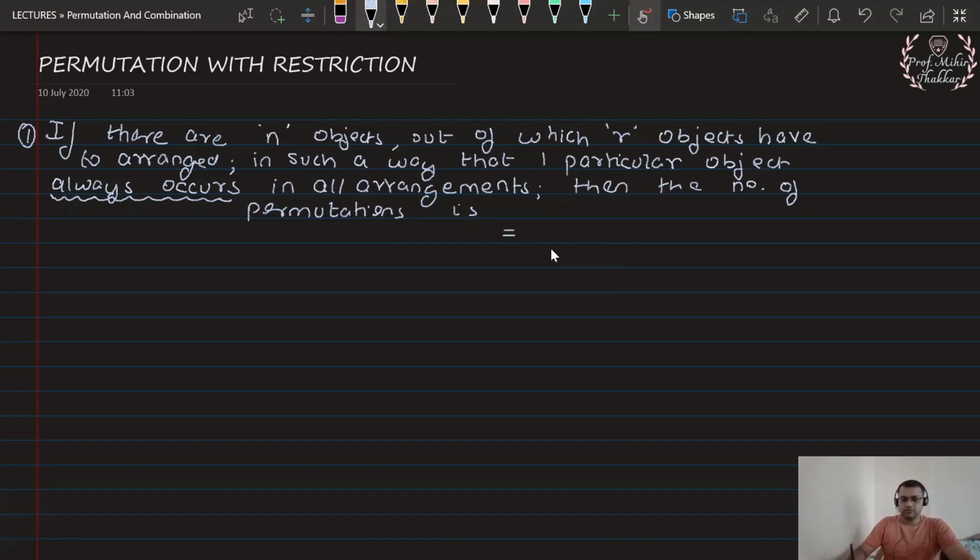Now, before giving you the answer for this, I'll give you an example. Let us understand how the answer comes and then we will write the actual formula. So, write the example along with me. The example is something like this.